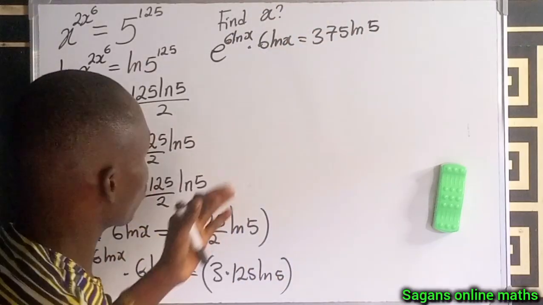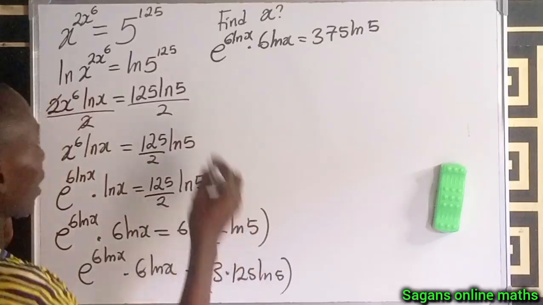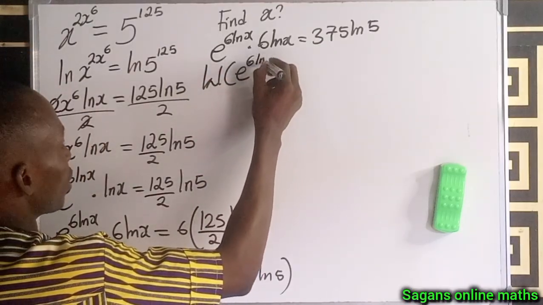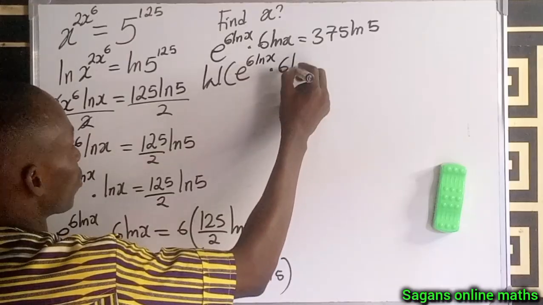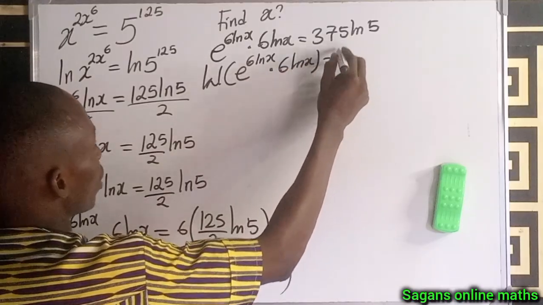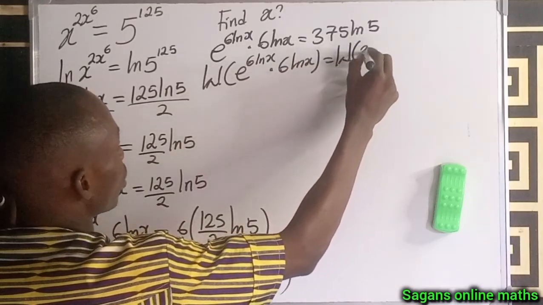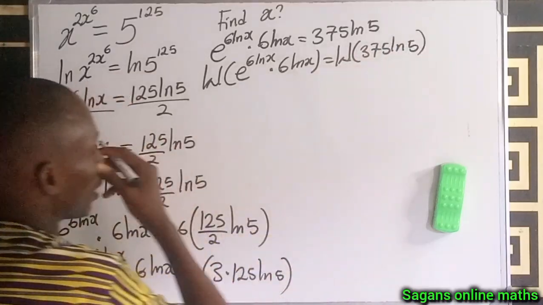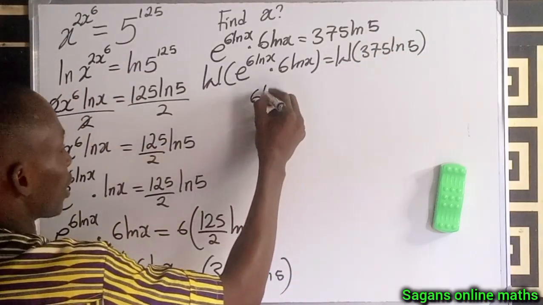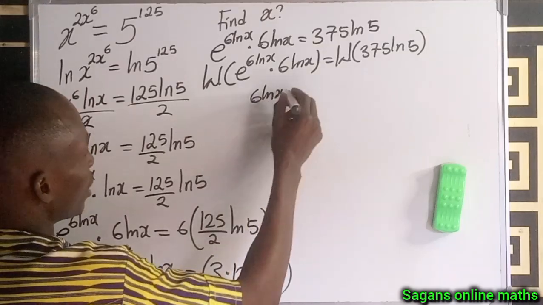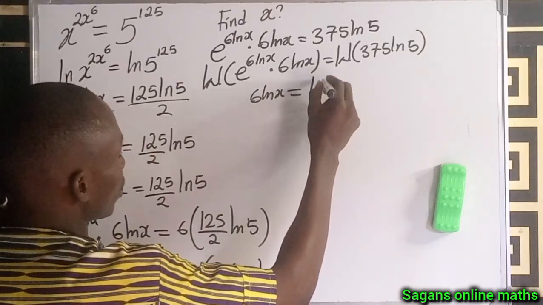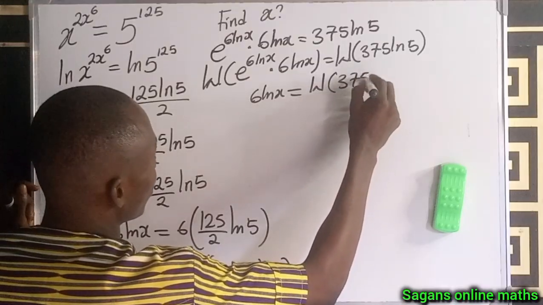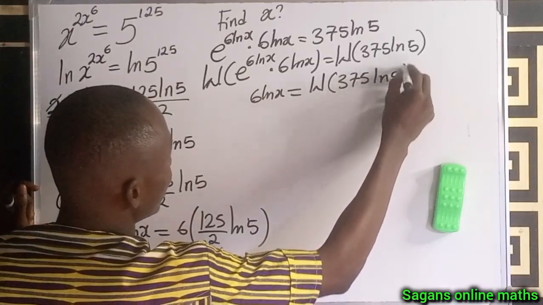At this point, what are we going to do? Now let's apply our Lambert W, that the Lambert W function of e to the power 6 ln x multiplied by 6 ln x equals the Lambert W function of 375 ln 5, right? Now the outcome of this is just 6 ln x, by obeying the properties, equals the Lambert W function of 375 ln 5, right?